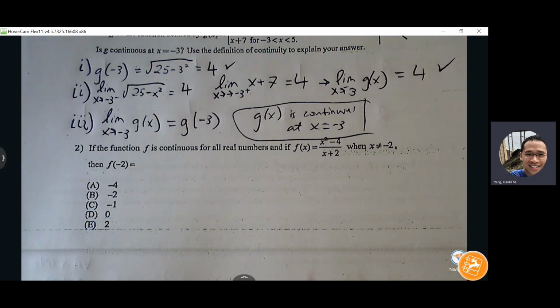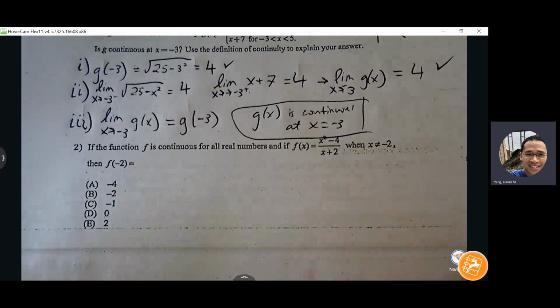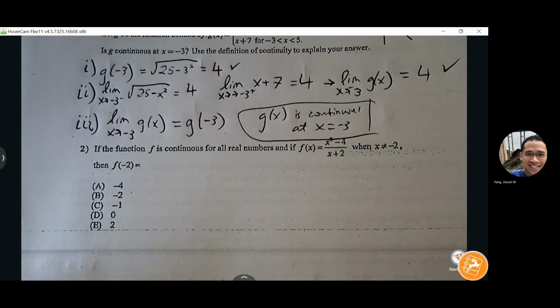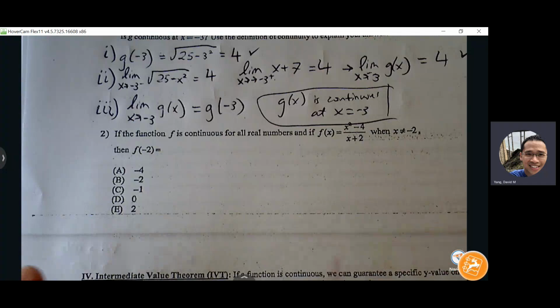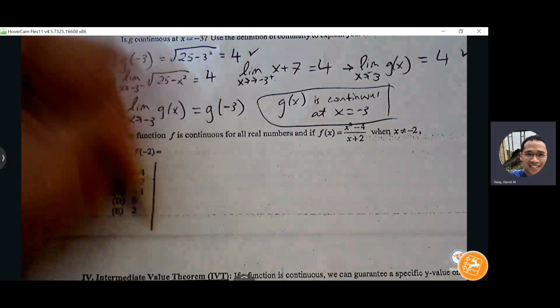Okay, number two, if a function is continuous for all real numbers, and if f of x equals (x squared minus 4) over (x plus 2), and x does not equal negative 2, then f of negative 2 is equal to. So basically saying that f of x is this graph, but I want to make it continuous. But if there is an issue, we've got to fill in that potential issue. But let's just step through the continuity conditions and see where the issue is occurring, okay?